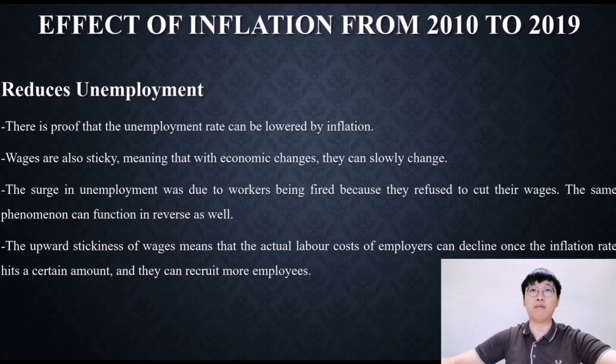The second effect of inflation is to reduce unemployment. There is proof that the unemployment rate can be lowered by inflation. Rates are so sticky, meaning that with economy change they can only slowly change. The surge in unemployment was due to workers being fired because they refused to cut their wage. The same phenomenon can function in reverse as well. The upward stickiness of wage means that the actual labor cost of employers can decline once the inflation rate hits a certain amount, and they can recruit more employees.